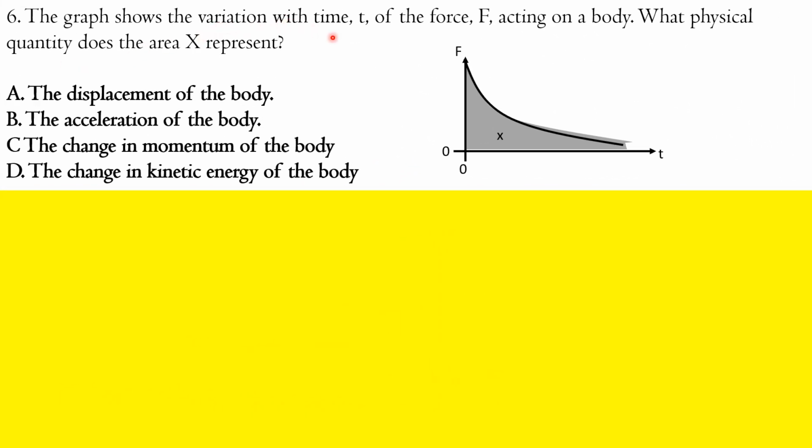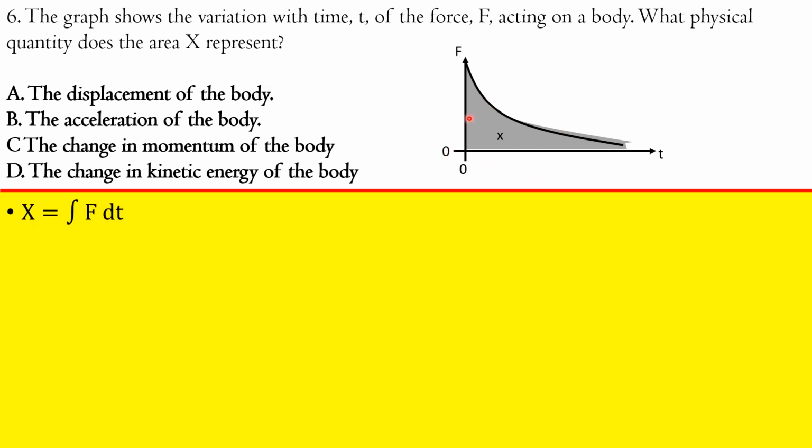The graph shows the variation with time t of the force F acting on a body. What physical quantity does the area represent? Okay, so this area X is the area under the graph, and that's very easy to get from calculus, basically integrating what is on the y-axis with respect to what is on the t on the x-axis. So you have the integral of F delta t there, that gives you the significance of the area under the graph, which is basically F times t, really. That's why I'm saying the sum of small changes in F multiplied by the small changes in t.